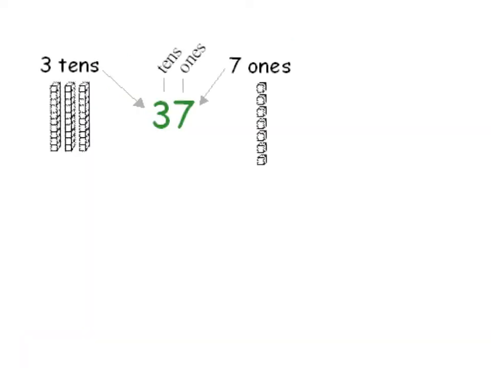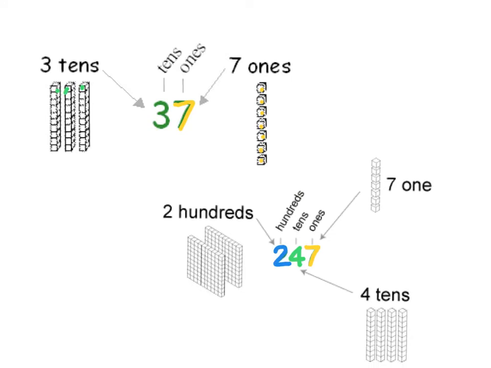Before we begin our new lesson, let's think about what we already know with our base 10 blocks and with our place value. So we know if we have this number 37, that means we have seven ones and 3 tens. So this week we've been learning about when we add the hundreds place right here. So in our number 247, we have 200 blocks, 4 tens, and 7 ones.